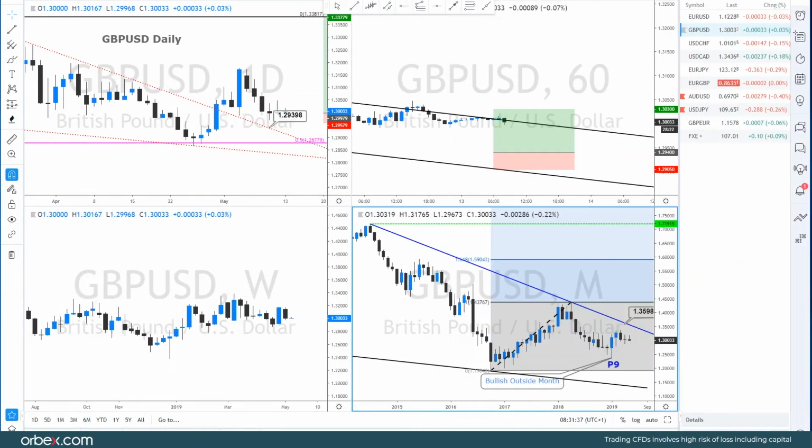Let's move on to cable. Obviously bearish on the dollar index, so bullish on cable. Cable has its own political agenda to consider, and that's Brexit. And let's take a look at the monthly chart first.